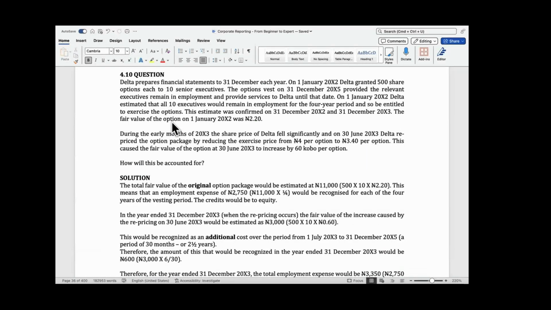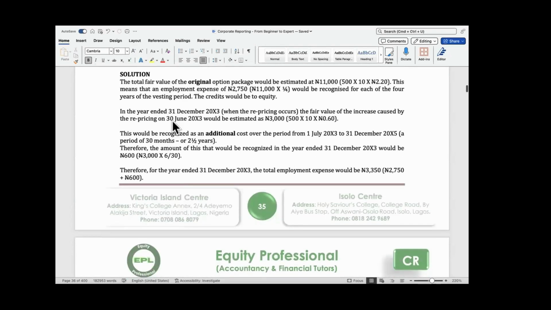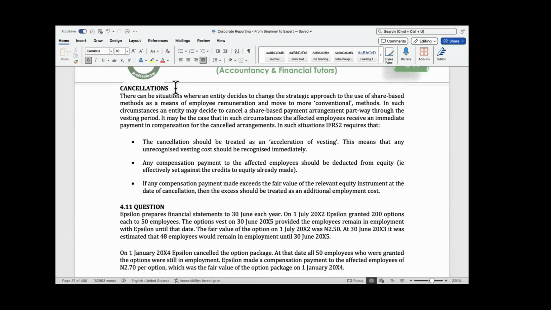ICAN has never asked this before, but I mean, it's something you should focus on and be ready for them to ask. The second one, aside from modification, is cancellation. You see, it's not uncommon that organizations can change their strategic approach for employee compensation or remuneration. They can decide that they want to discontinue this share-based payment approach, that they want to give people their money, that they just want to compensate people outrightly instead of forcing the shares of the company on them.